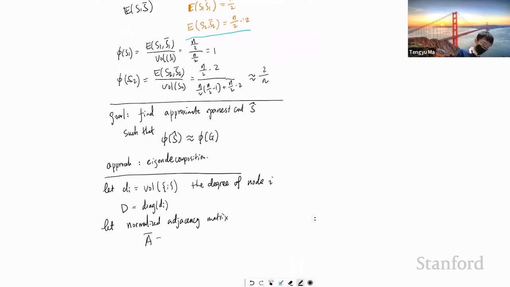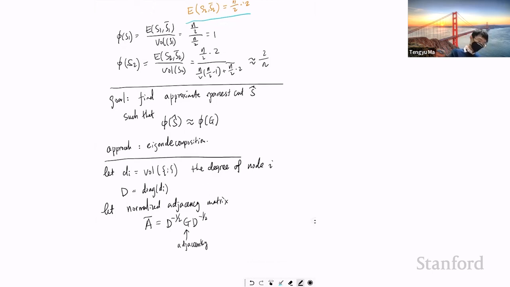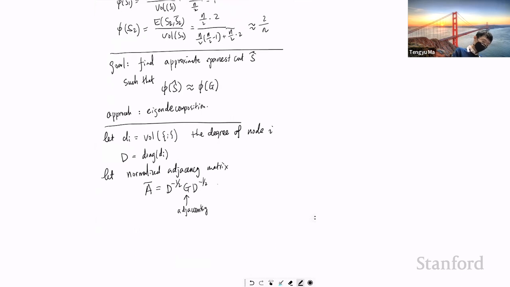It's called A bar, which is D minus a half G times D minus a half, where G is the adjacency matrix. Recall this is our notation, with a little bit of abuse of notation. So what is this matrix? What does this really mean? This really just means that you have 1 over square root d1 up to 1 over square root dn times G times 1 over square root d1 up to 1 over square root dn.